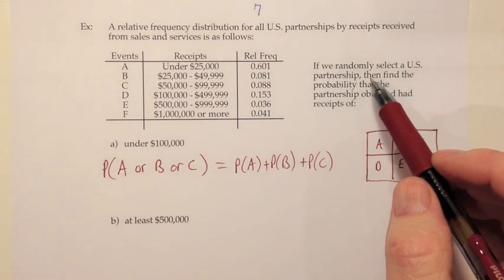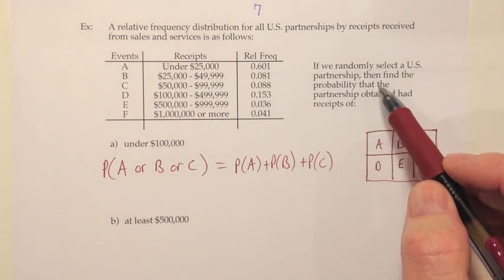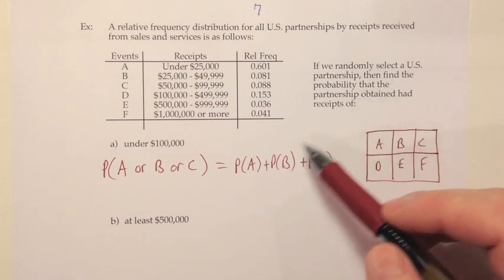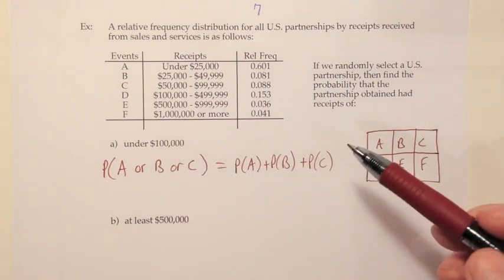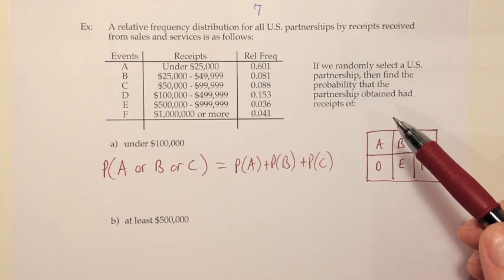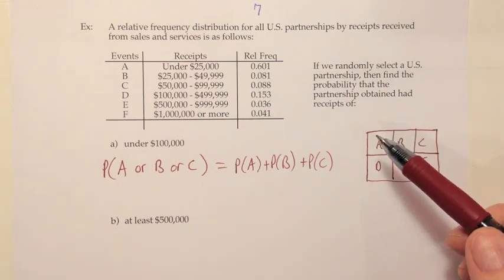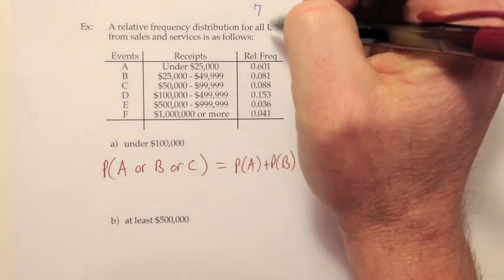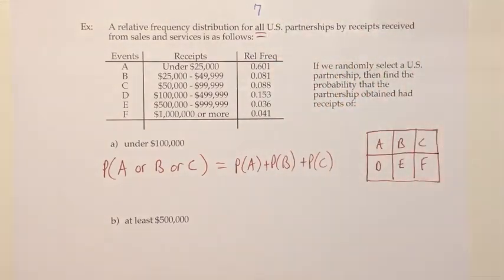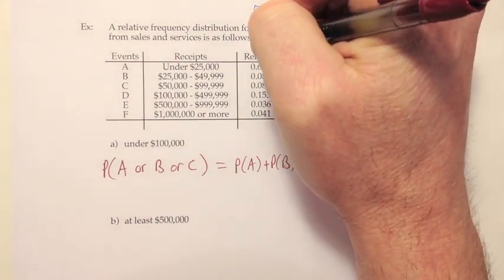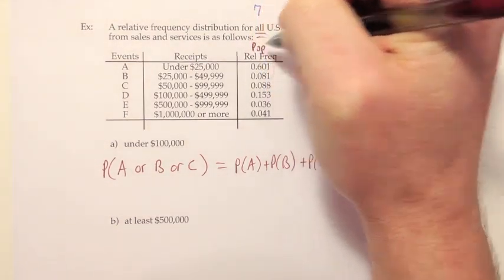If they say we're going to randomly select a U.S. partnership, then we should want to count the total number of partnerships and then divide by the number of partnerships under 100,000. But there's nowhere in this problem where they told us how many partnerships there are total, so it seems like we're stuck. But if you look at the wording, it says this is for all U.S. partnerships, so I would say we're looking at population data here. So when they call this column the relative frequency, that would be the population relative frequency.